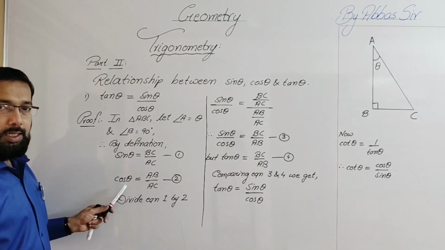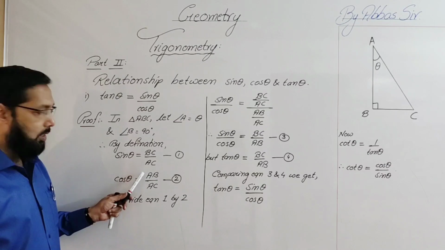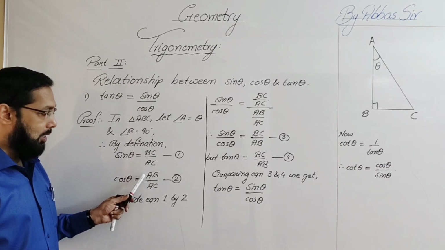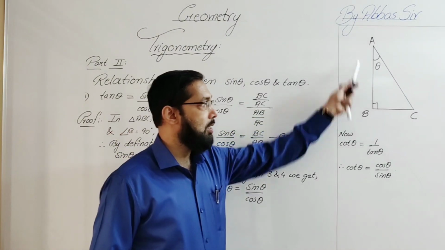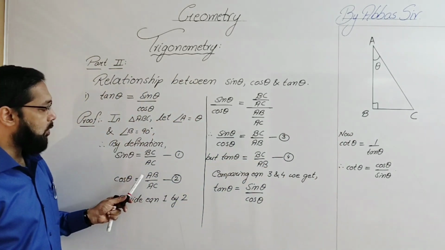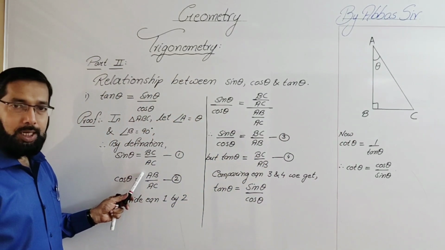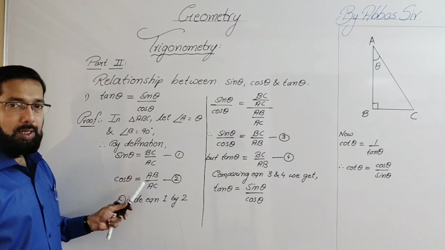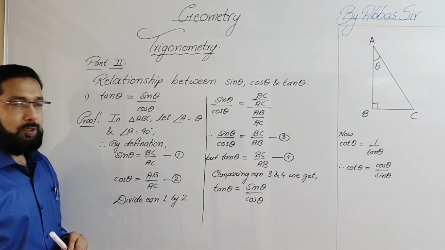Similarly, cos theta is equal to adjacent side upon hypotenuse. The side adjacent to theta is AB. Therefore, in place of adjacent side, we have put AB, upon, as usual, AC, which is the hypotenuse.